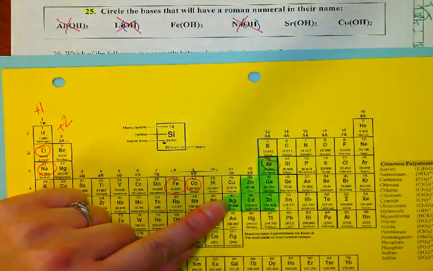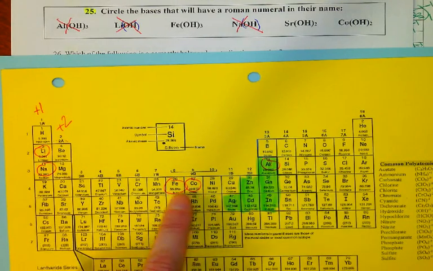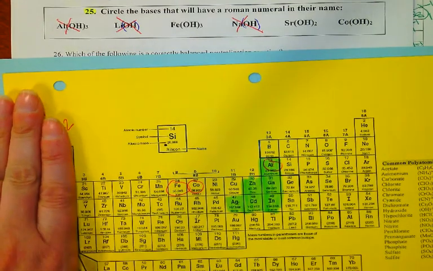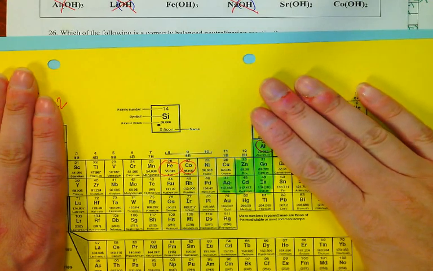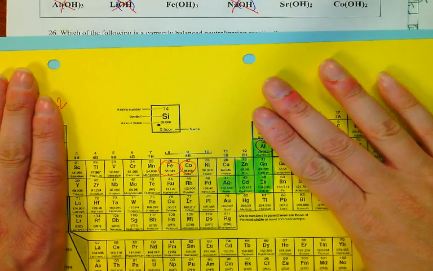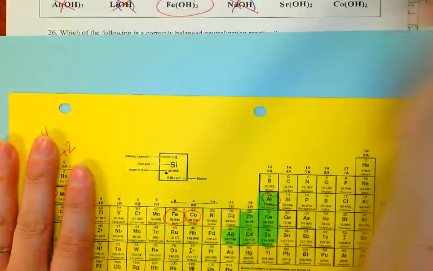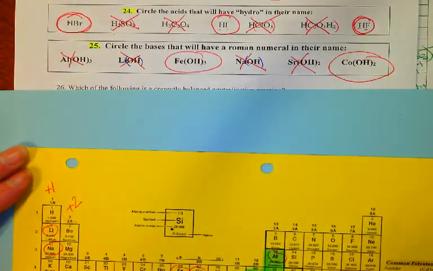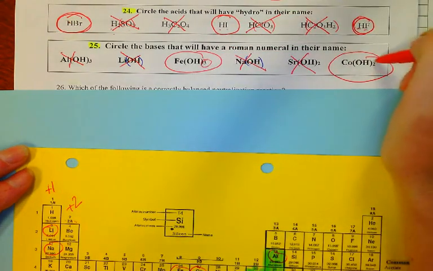Iron and cobalt here are in the B groups. Anywhere that's not in the first two families or in the exception block, all of those other metals that are not in blue have to have Roman numerals, which means iron will and cobalt will, and I missed strontium down there. Strontium would not. So I would have to call this iron 3 hydroxide and cobalt 2 hydroxide. Roman numerals.